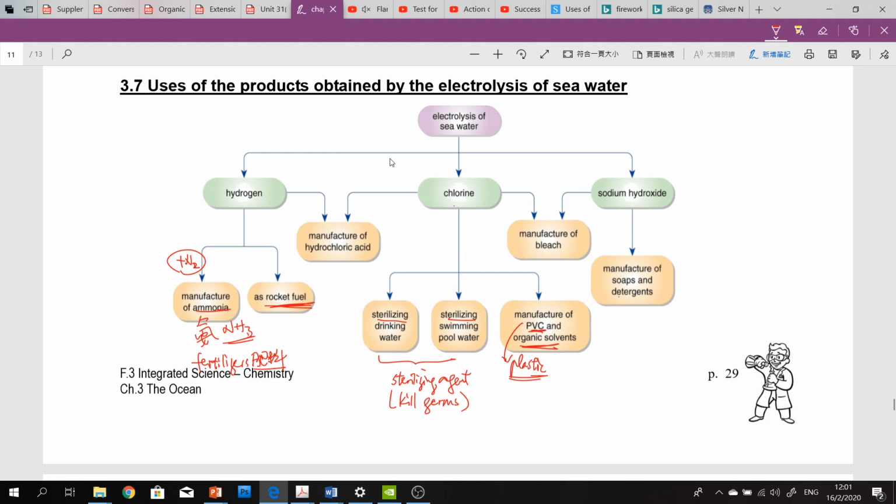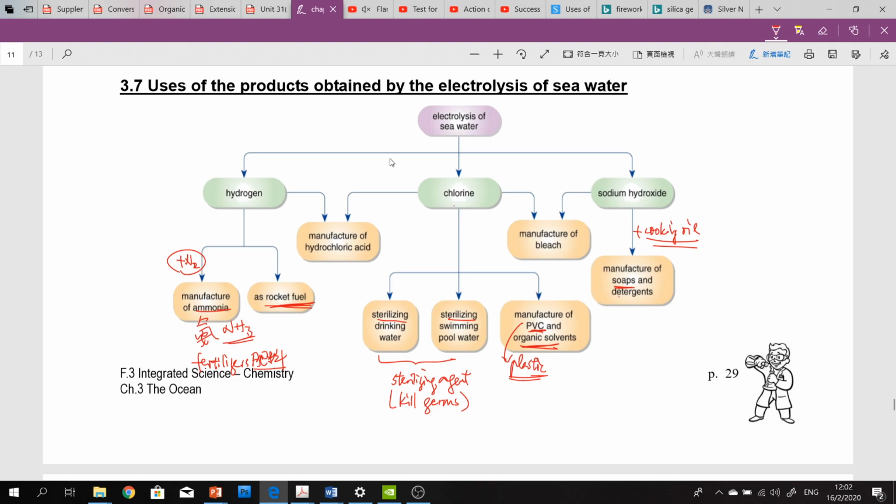So how about sodium hydroxide? Sodium hydroxide is something alkaline. If I add some cooking oil, for example, you may produce soaps. The soaps help you clean the dishes, to clean your body, etc. So this is what I would like to talk about. It's just that good natural raw materials produced by electrolysis of sea water.